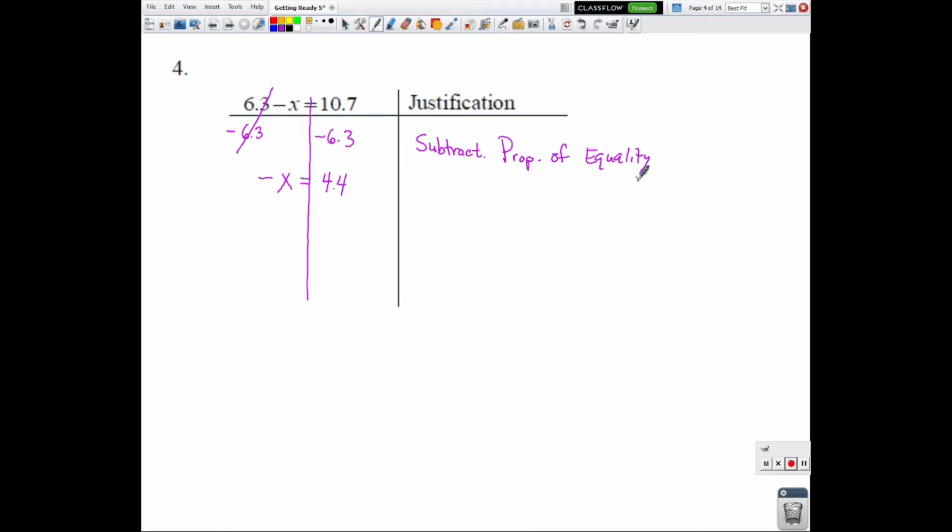But we are not done with this problem because we weren't solving for negative x, we're solving for x. So we still need to get rid of that negative sign. So since that's technically a negative 1x, we'd divide both sides by negative 1, giving us x is equal to negative 4.4. And that is the division property of equality.